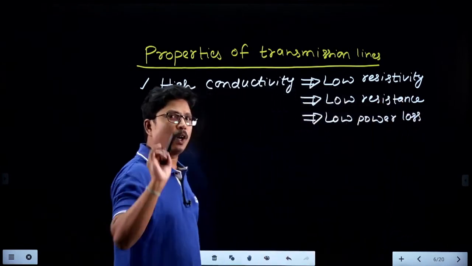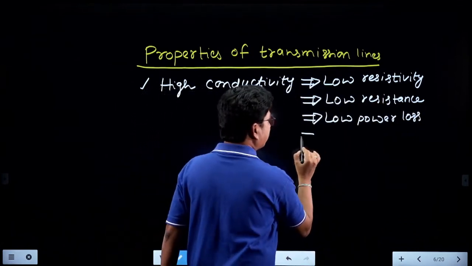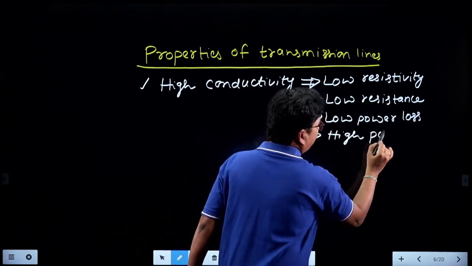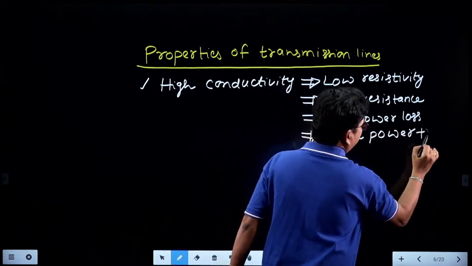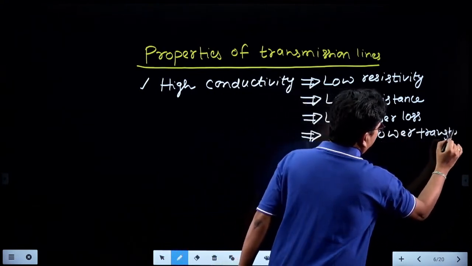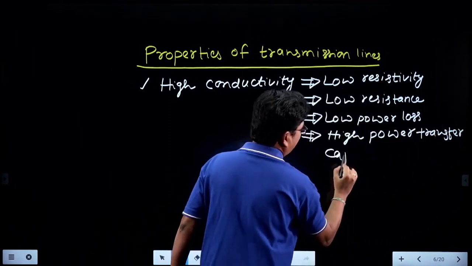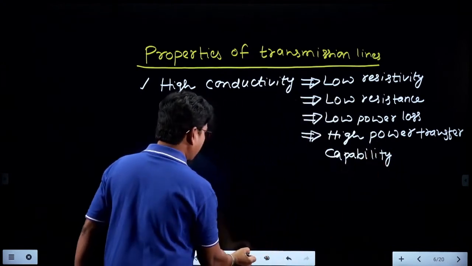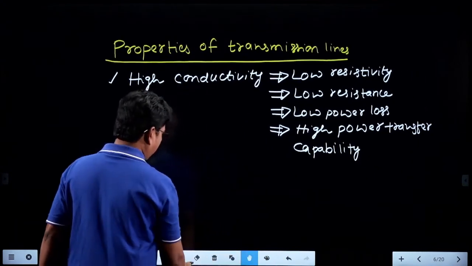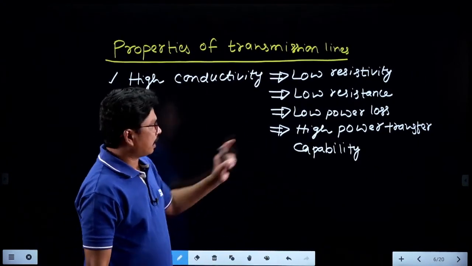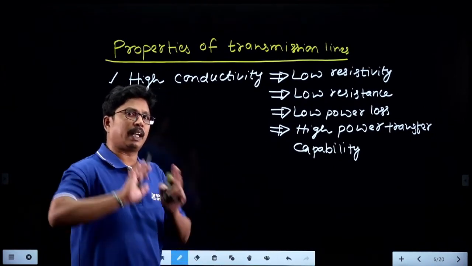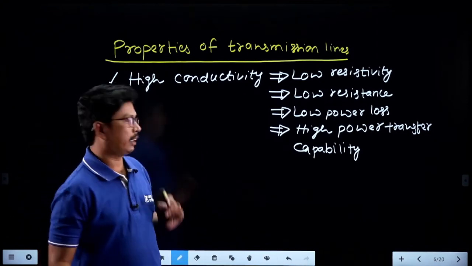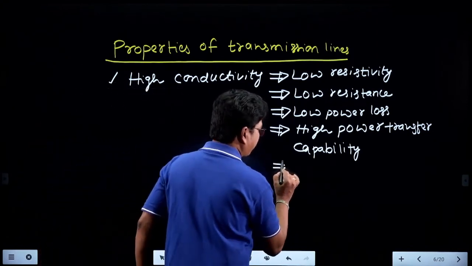Whenever the line is having low power loss, we can say it can transfer a high amount of power. High power transfer capability. One more point. Whenever the line is having less losses and it is transferring a high amount of power, we can say it is having high percentage efficiency. High percentage efficiency.